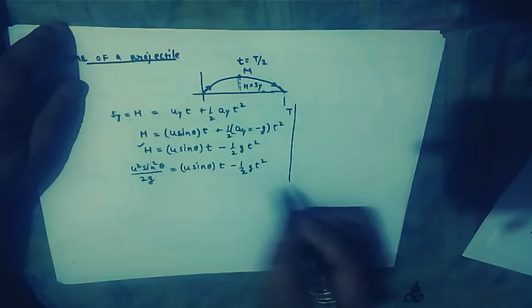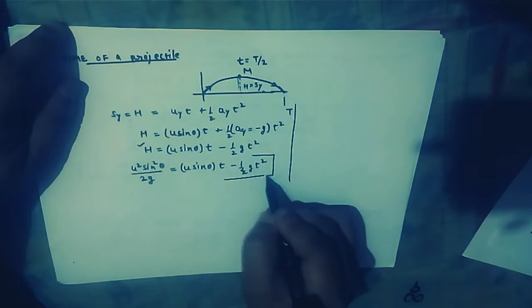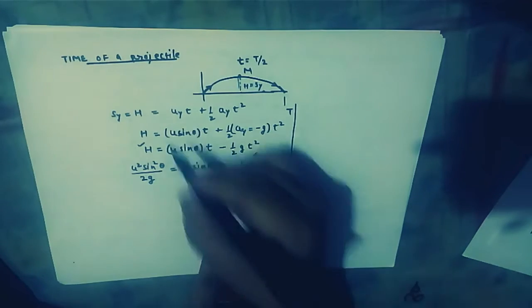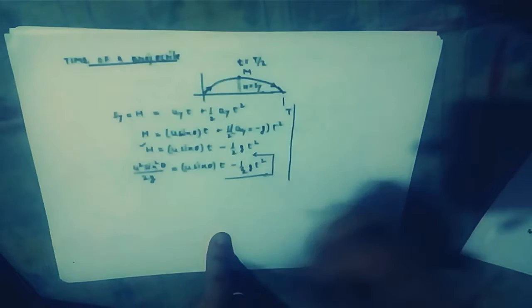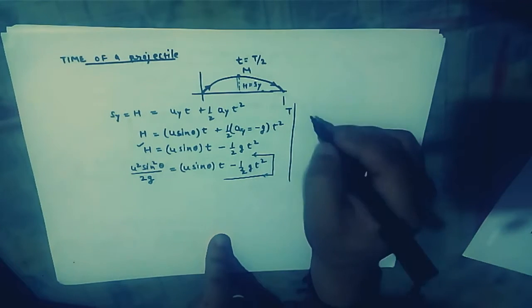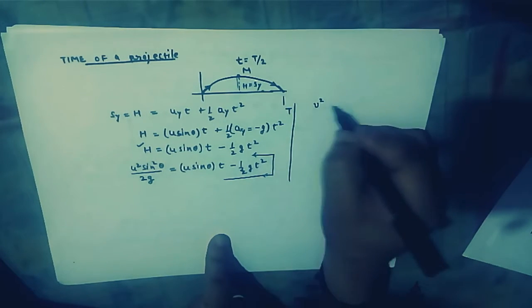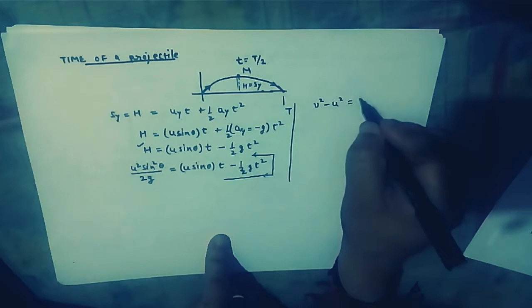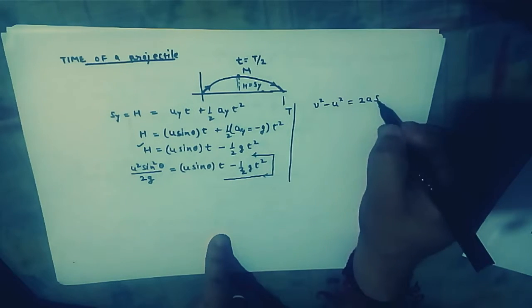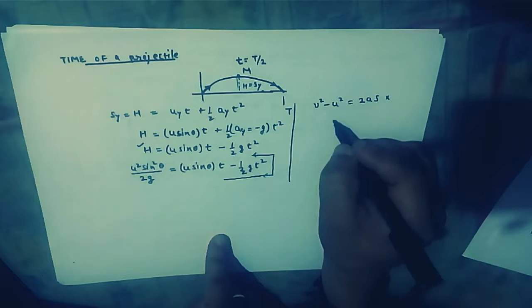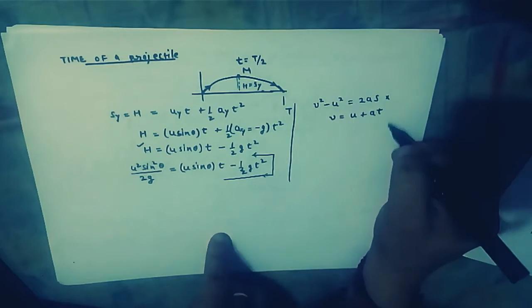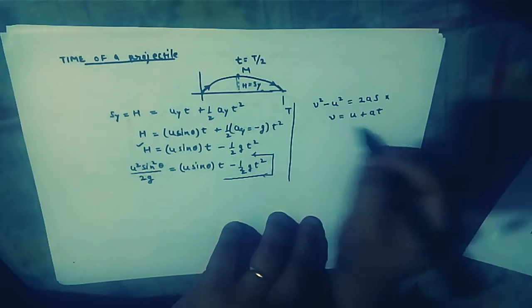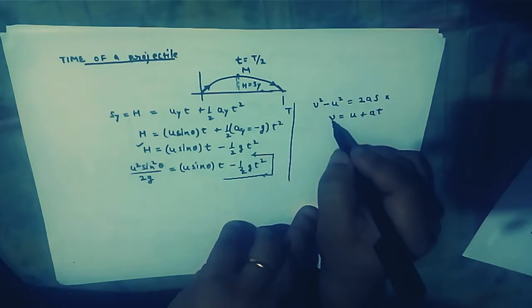Well, this is a bit difficult to find the value of t here. So we again can find this time by using another formula. What is this? That is v square minus u square equal to 2as. So that is not possible. So another is v is equal to u plus at. Okay, so here we know what is the velocity.